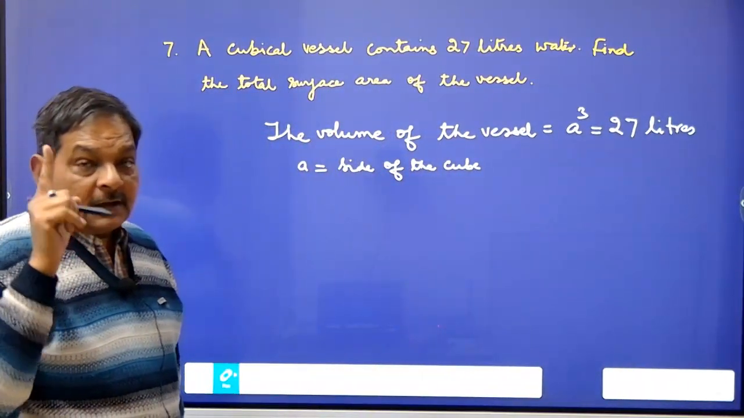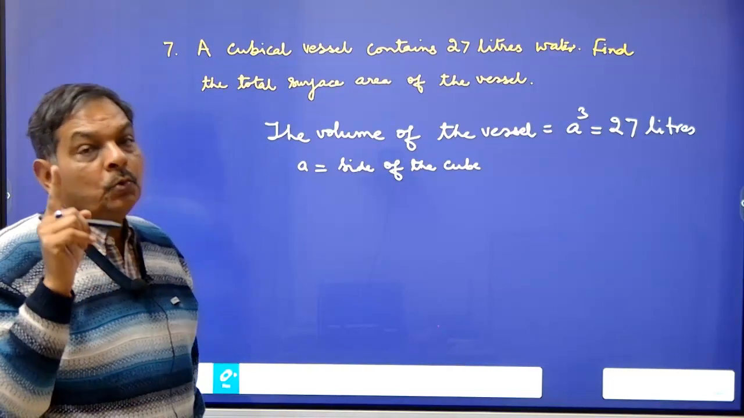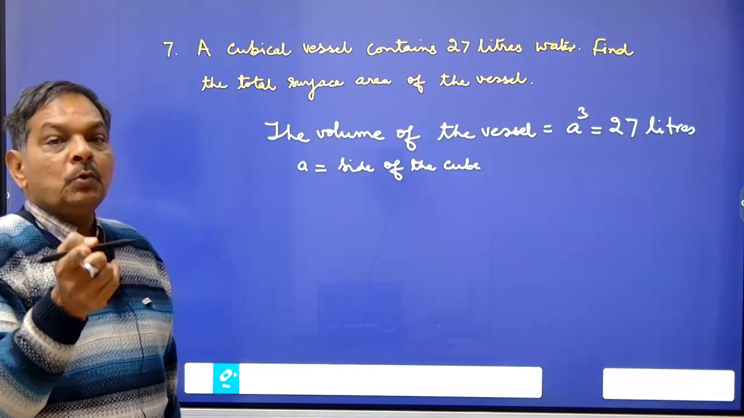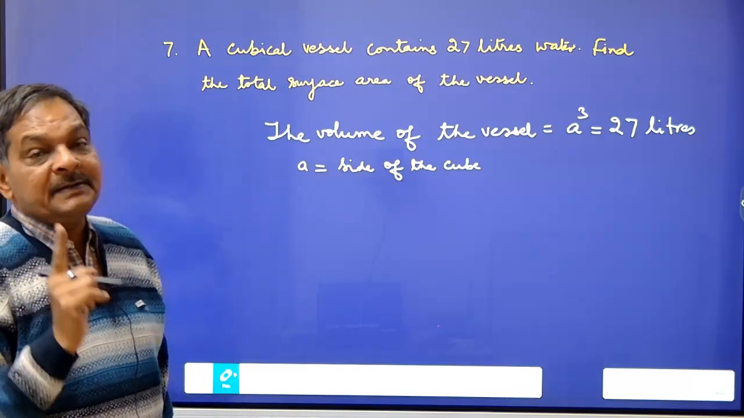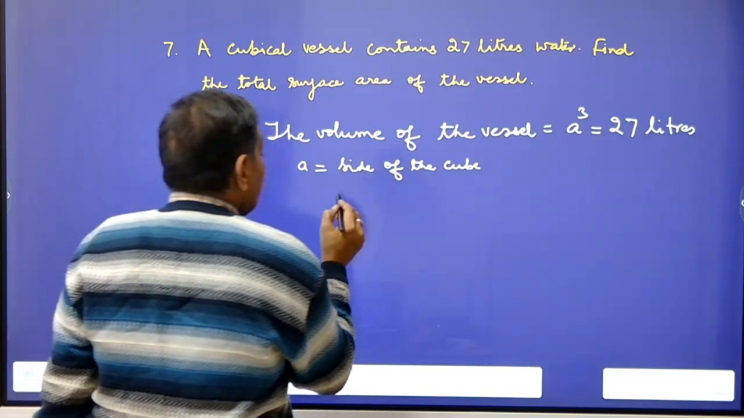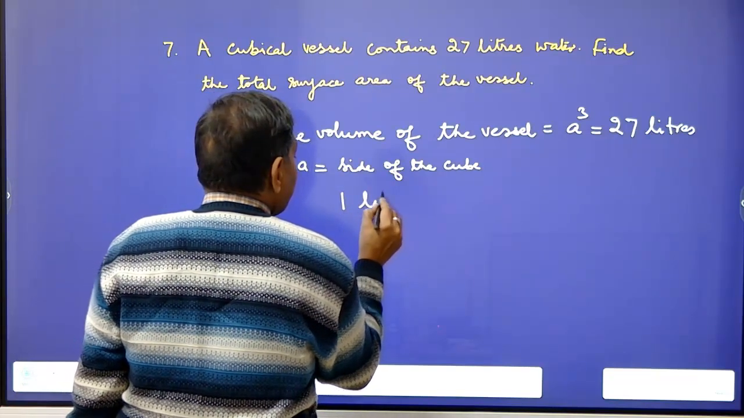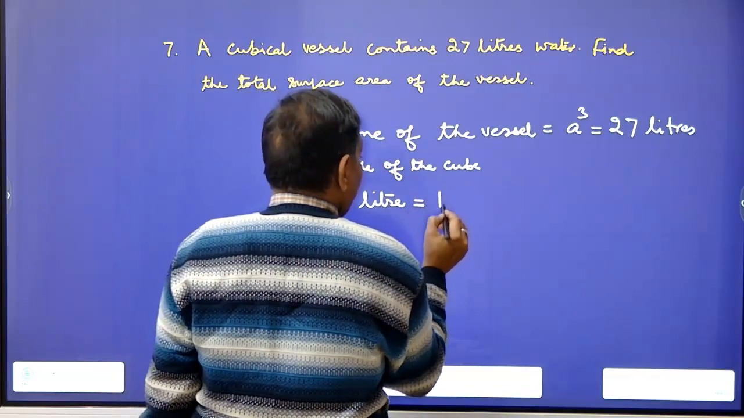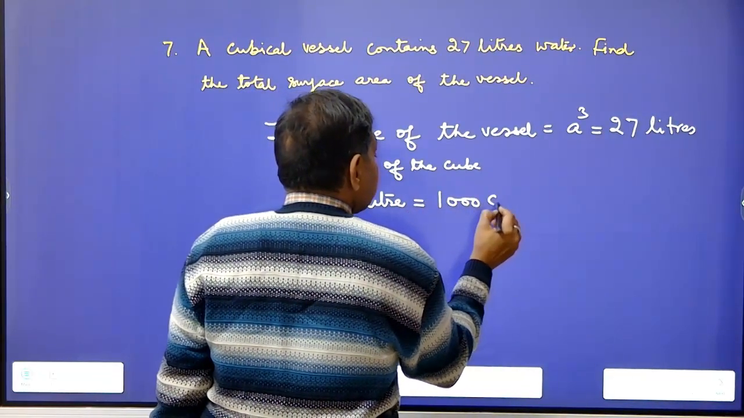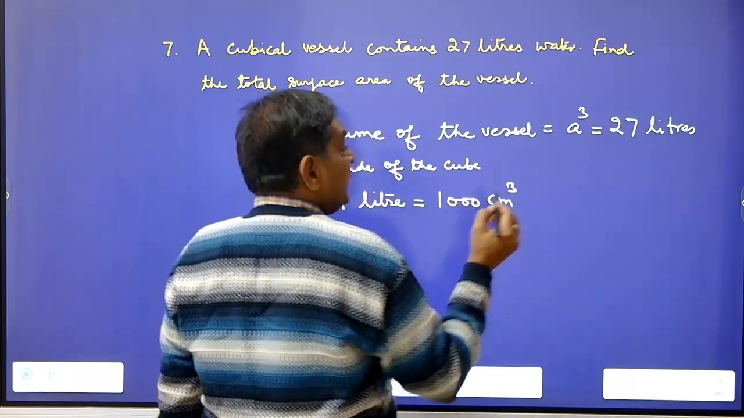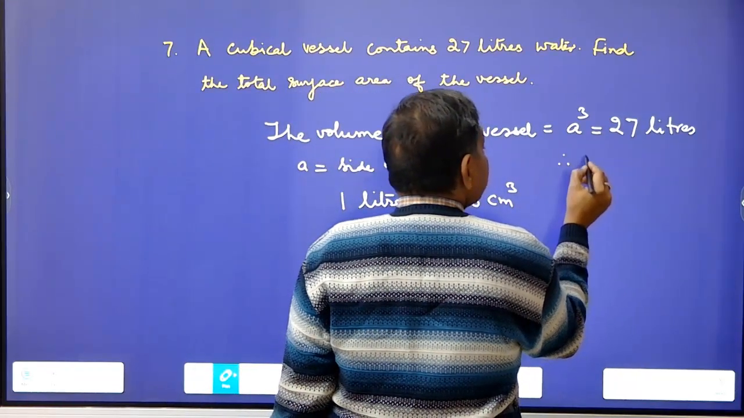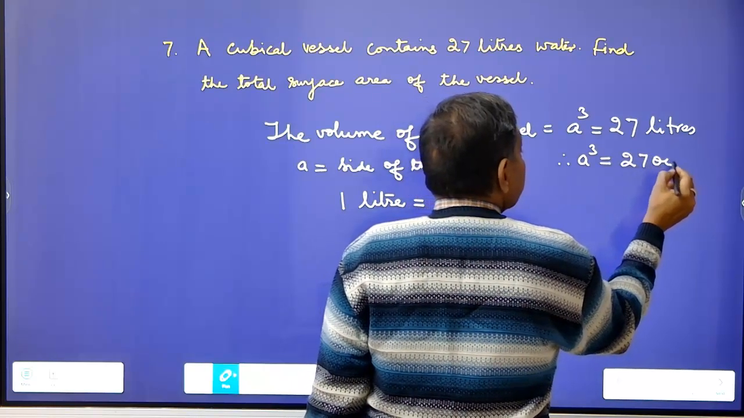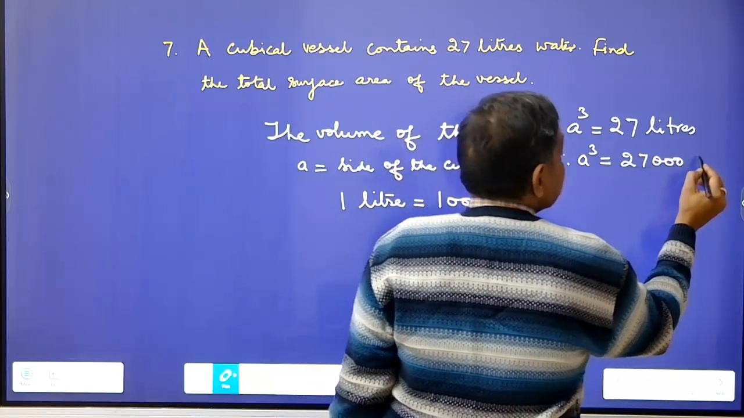Now, the conversion from liter to centimeter cube is that 1 liter is equal to 1000 centimeter cube. So, 1 liter is equal to 1000 centimeter cube, means our A cube is equal to 27,000 centimeter cube.